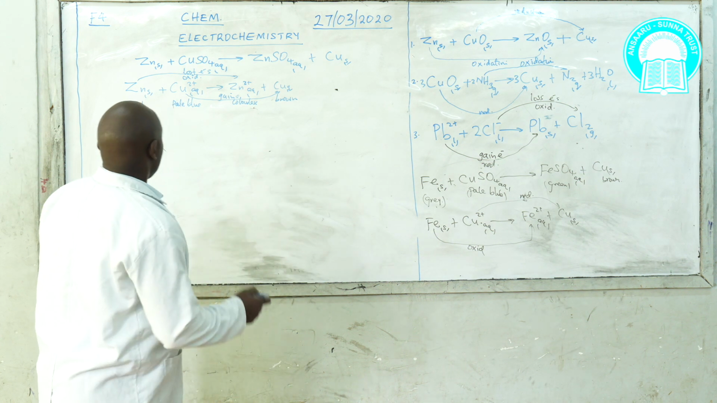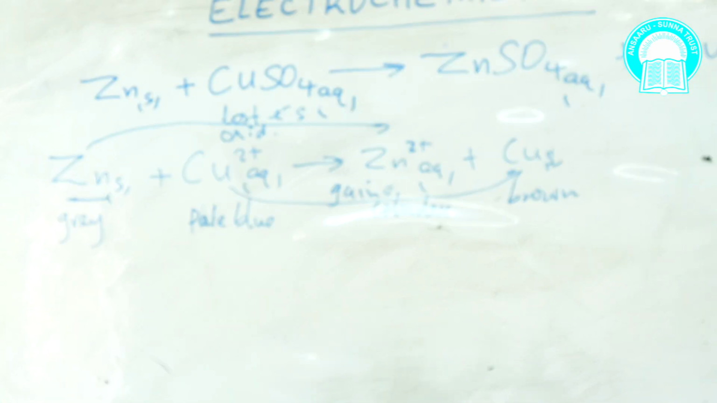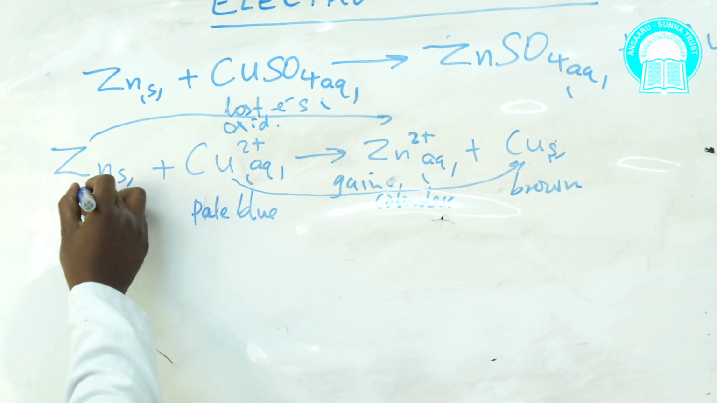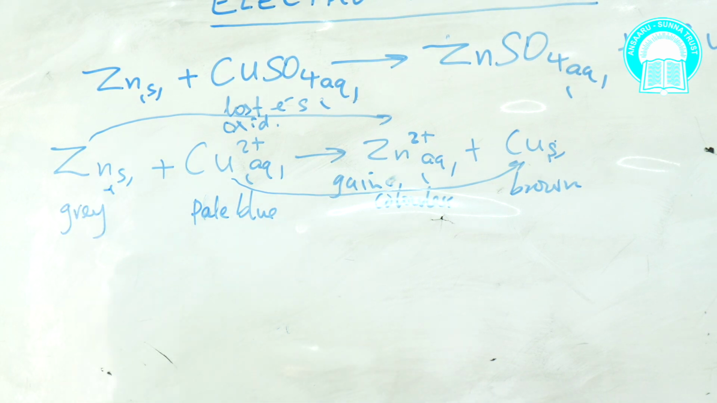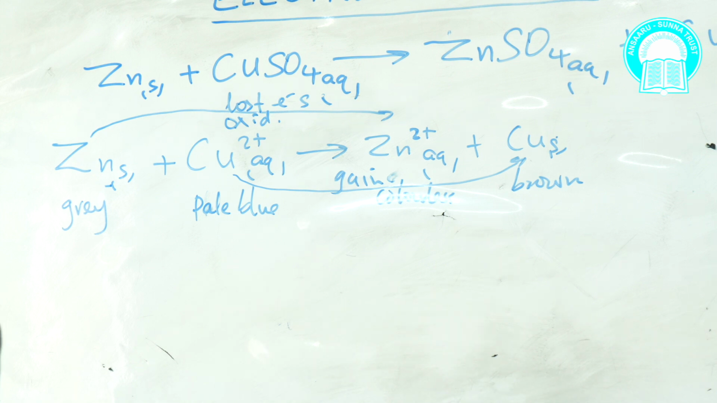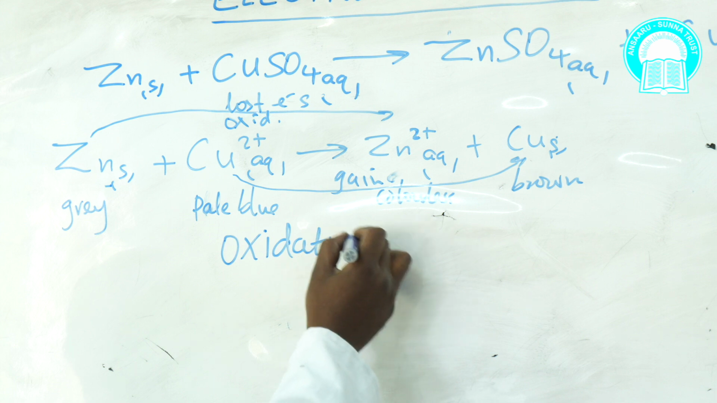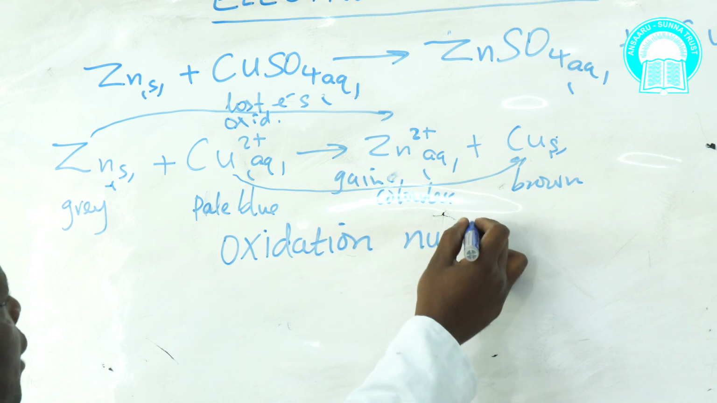So, when electrons are lost by an atom of an element, the oxidation number of that element increases. When electrons are gained, the oxidation number of that element decreases. So that brings us to the question: what is this thing we are calling oxidation number?